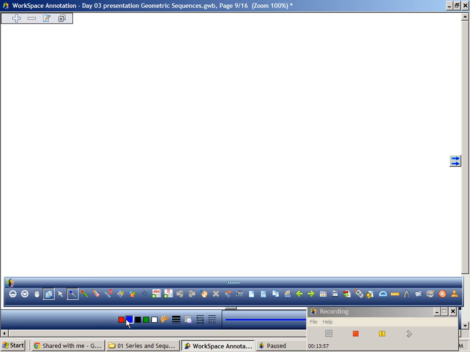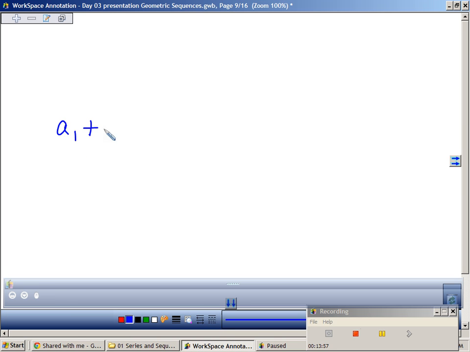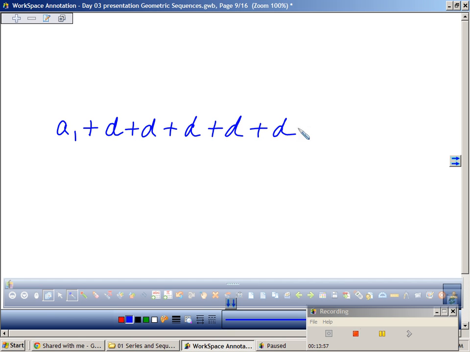So let's see if I can get you to see the difference. Well, what color do I want to use? Okay, so if I have a first term and then I add D, and I add D, and I add D, I get this formula. A sub 1 plus, how many D's? Well, one less than all of them put together, right? Because there's one less D. Do you see how that comes up now?